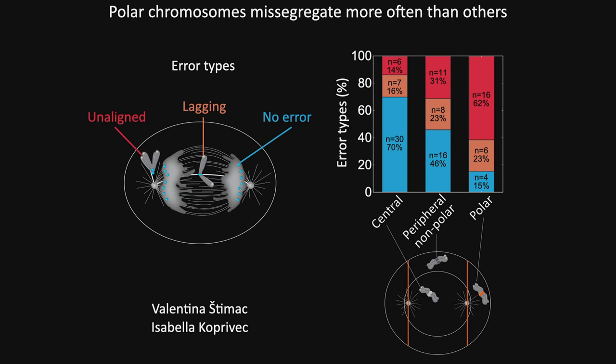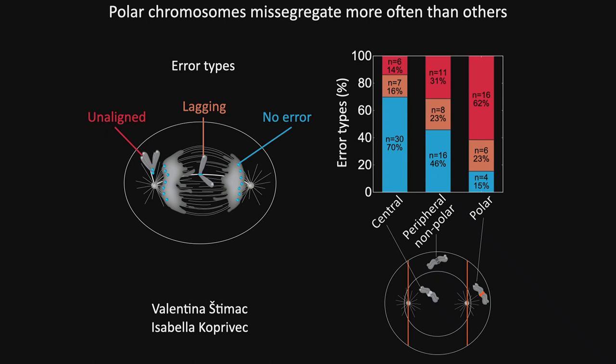And now we quantify these kinds of experiments. Again, we looked at our central chromosomes, peripheral nonpolar and polar ones, and we asked what kind of mistakes they make in anaphase when chromosomes are segregating. This can be either no error, a lagging chromosome, the one that is behind, or the unaligned chromosome, which is when both sister kinetochores stay on one side, which was the example I showed you on the previous slide. And we see that the central ones predominantly make no error, and on the opposite side are the polar ones, which predominantly make an error, and this error is typically of the kind of unaligned chromosome, so both parts of the chromosome stay close to one pole and go to one cell.